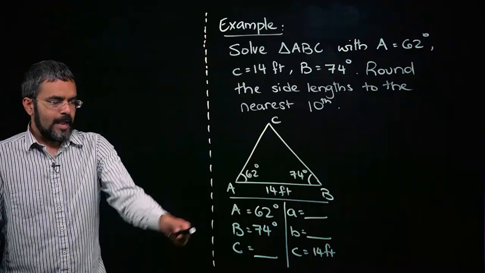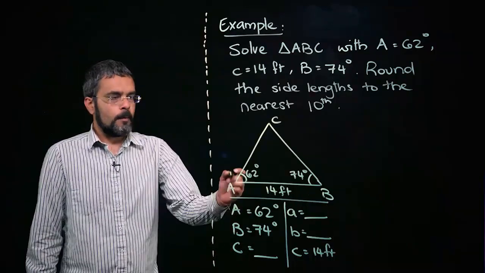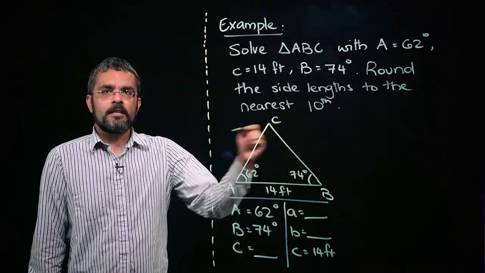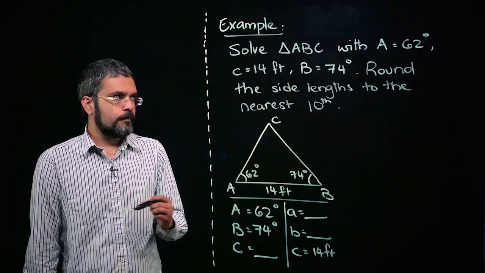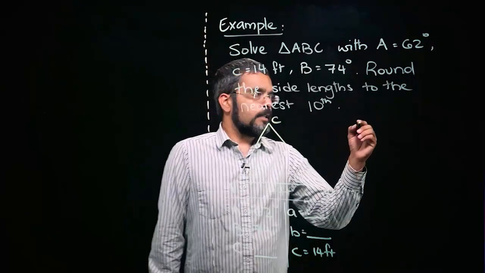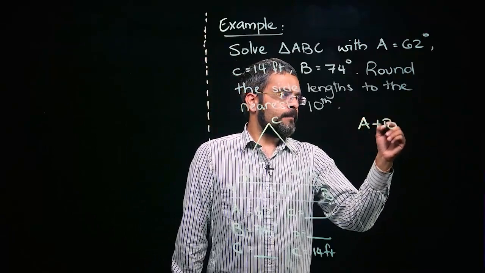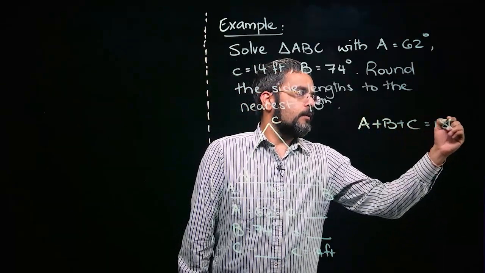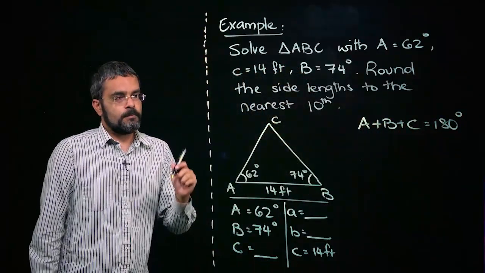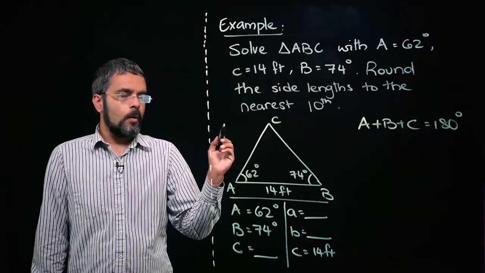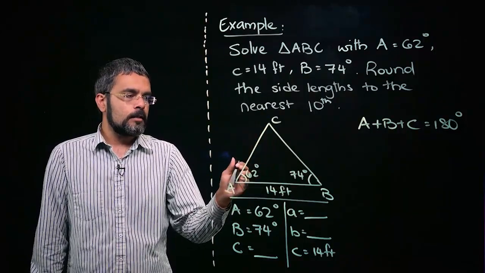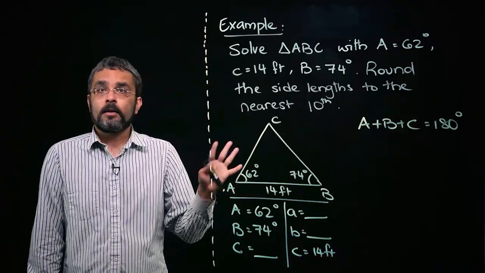All right. Now angle C is not too hard to find, right? If you remember, if you add up all the angles in a triangle, I get 180 degrees. So A plus B plus C is 180 degrees. Okay. Now before I go any further, remember what I said before: when you're working with triangles, leave your angles in degrees. Do not convert them to radians.